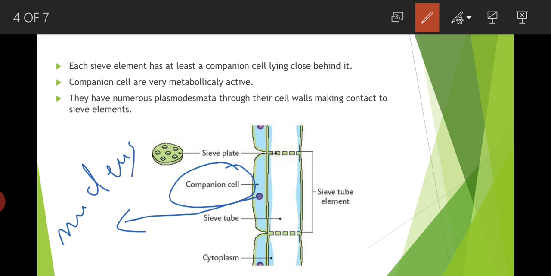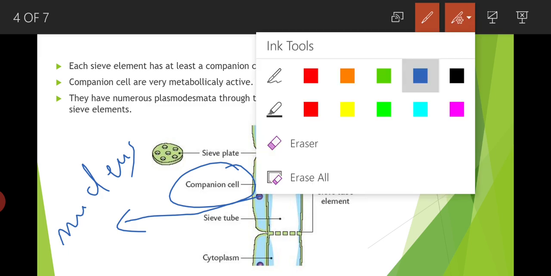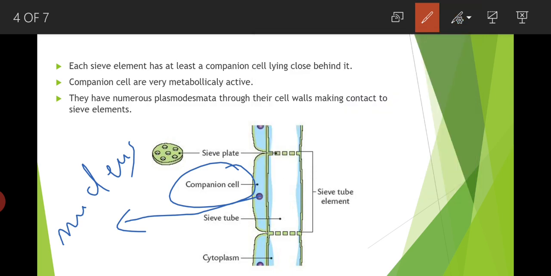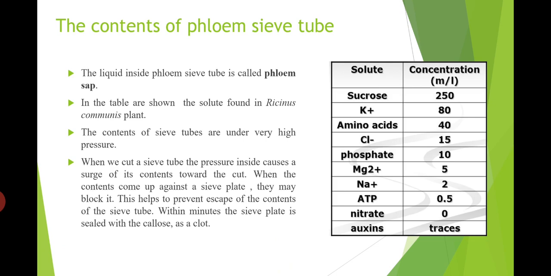Companion cells are very metabolically active, which means that many different reactions take place in there. They have numerous plasmodesmata, which are gaps between cells that allow contact with the sieve elements. So here are the plasmodesmata, and these allow the movement of materials from the companion cell into the sieve element.